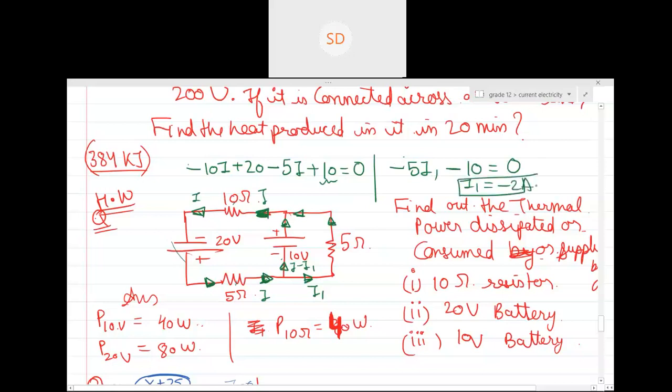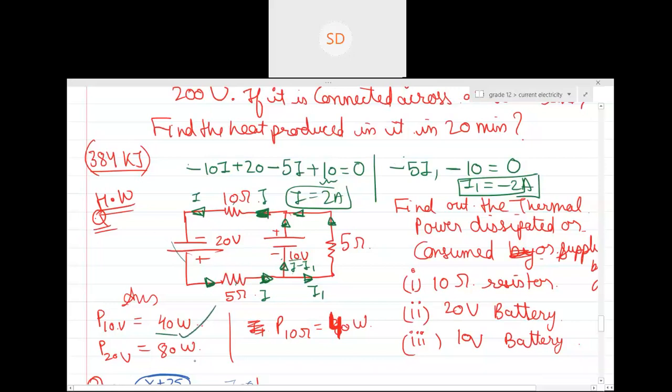What about I from here? That also will come 2 only, because it's minus 15 and minus 15, minus 30, so this is 2. Oh, so no current is passing through this 10-volt battery. No, sorry. I minus I1, 4 ampere current is flowing through this 10-volt battery. Another 4 ampere current through here. So 10 multiplied by 4 is basically 40 watt.